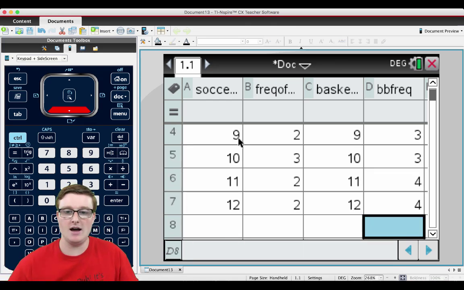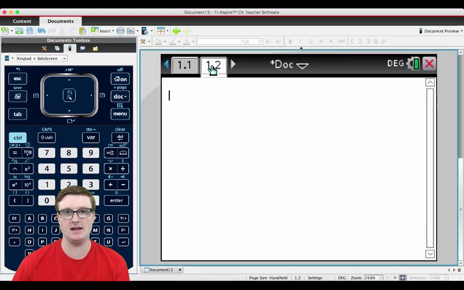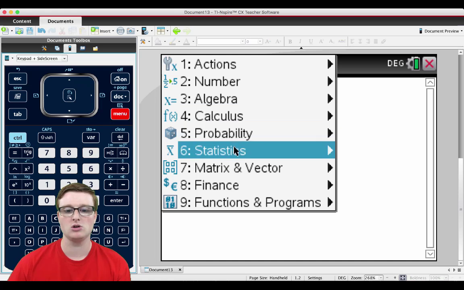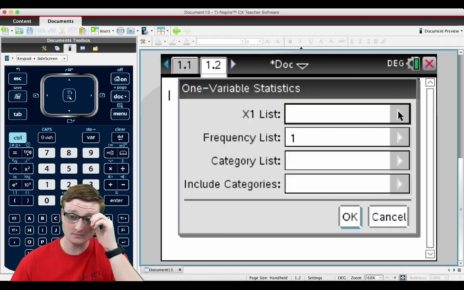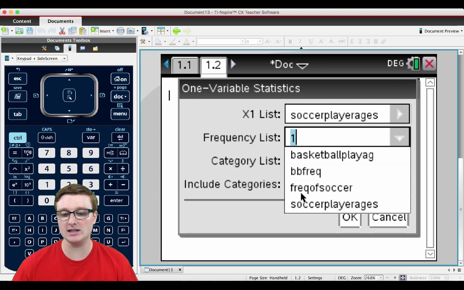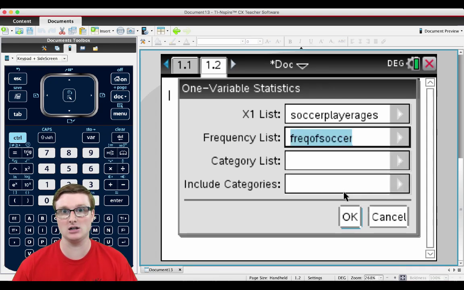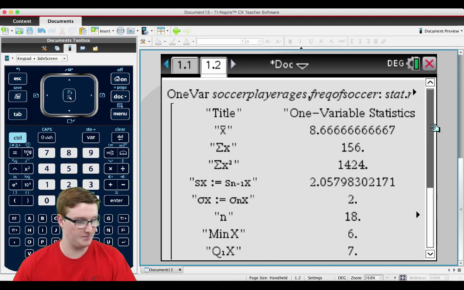Okay. So now what I'm going to do is I'm going to go to my calculator. So do Control Doc, add a calculator page. Go to Menu, go down to Statistics, go to Stat Calculations, and then we're doing one variable statistics. The only variable that we're measuring here is our ages. So click on OK. I'm going to use my soccer players first. So I'm going to say soccer player ages, and my frequency list is frequency of soccer players. Click OK. And it comes up as this spread.